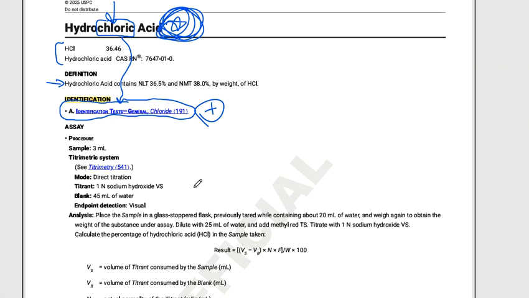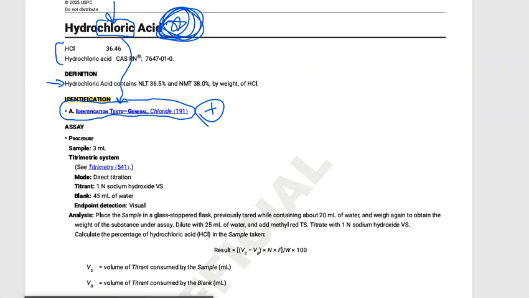So notice it doesn't give me any other directions in the identification test here. It just says identification test, comma, general, chloride, 191, and that's it. Notice this looks like a hyperlink. If I was reviewing this information online through the USPNF, which is how it's done most of the time now, I would just take my mouse and click, and then all of the identification tests would pop up so that I could reference them.